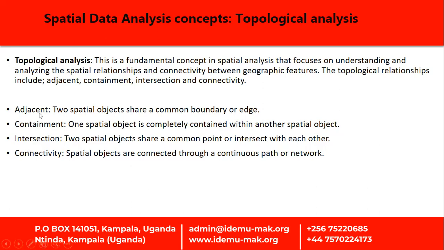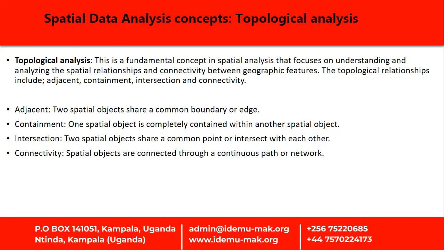The data types could be adjacent. Here, it shows that two spatial objects can share a common boundary or edge. For example, two polygons could be connected via just a small line. And then there's also containment, where one spatial object is completely contained within another spatial object. We can have a polygon inside another polygon, so that falls under containment.